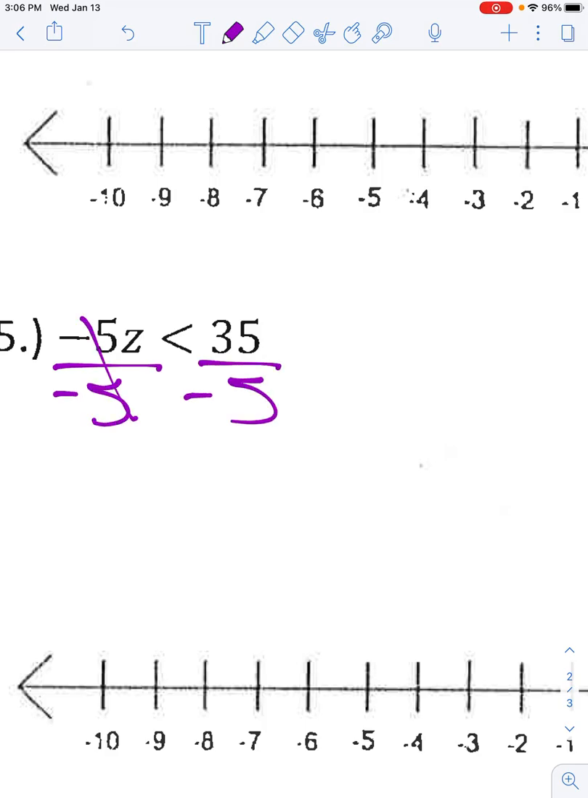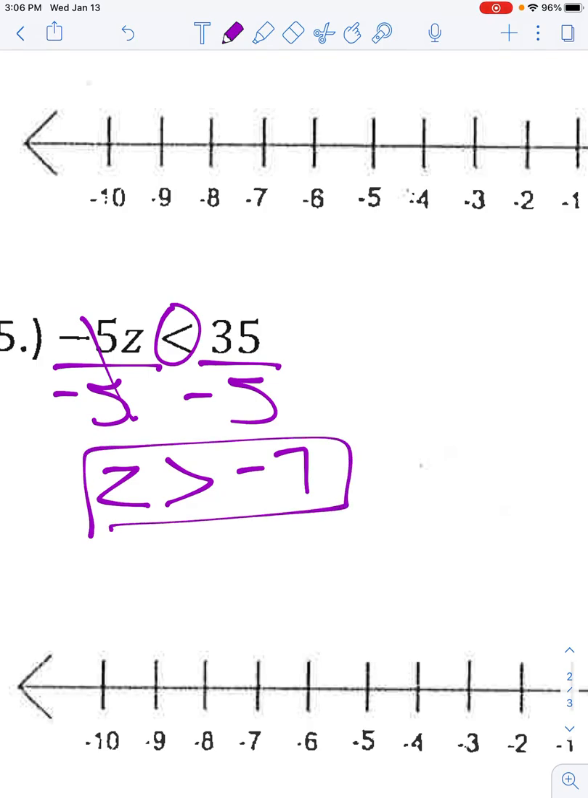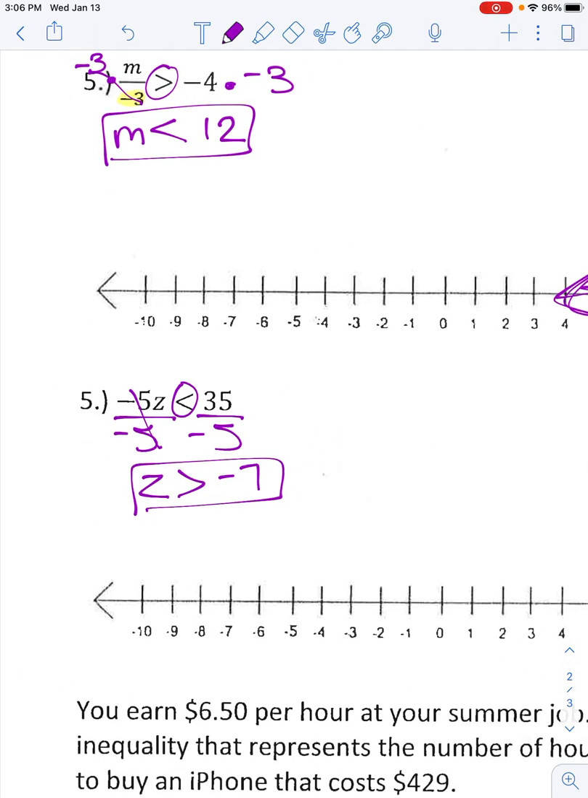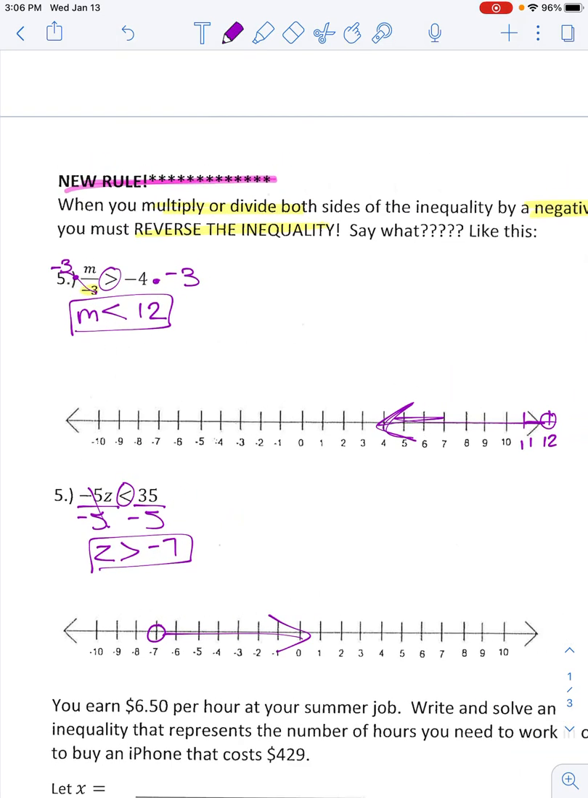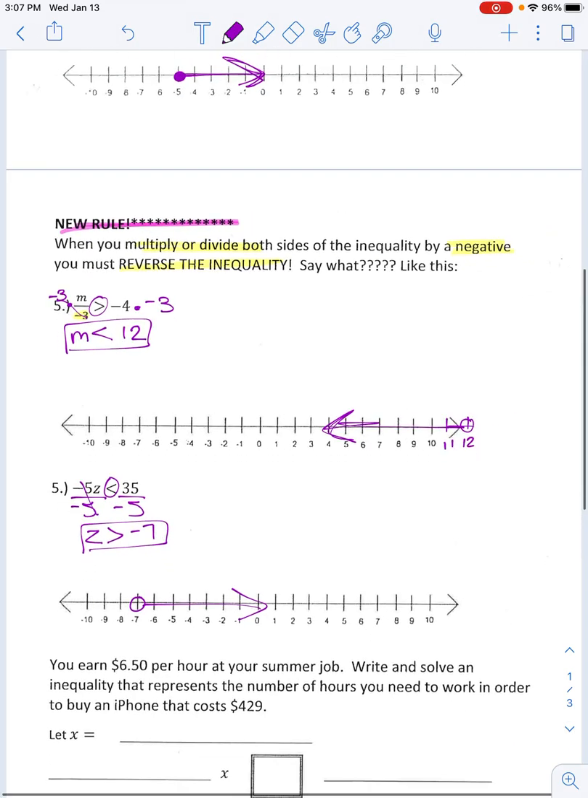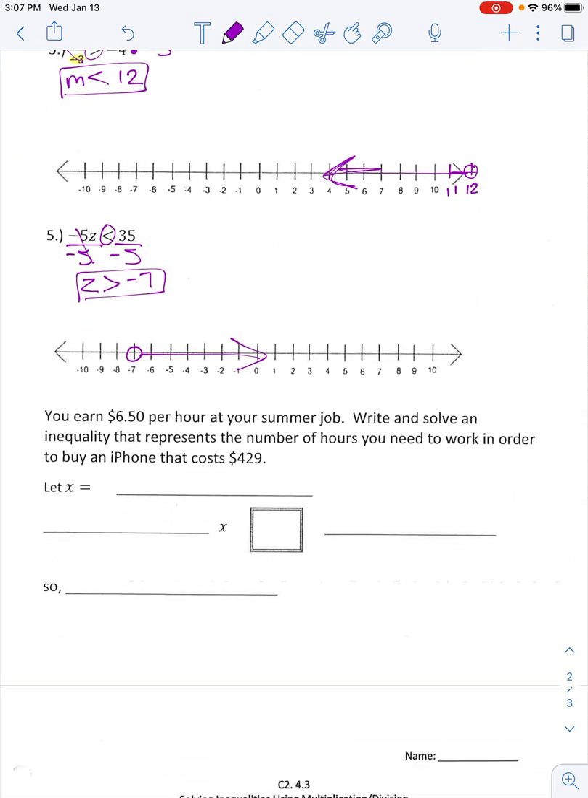Let's look at number 5. I'm dividing by a negative. As soon as you divide or multiply by a negative, you flip, reverse the inequality. So I'll have z is greater than negative 7. Open circle pointing to the right. Okay, so if you multiply or divide by a negative, you flip the inequality.